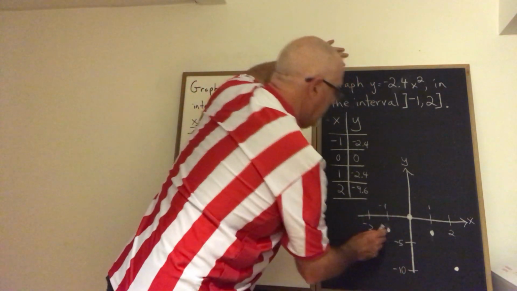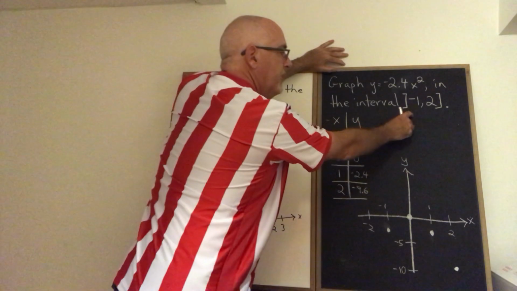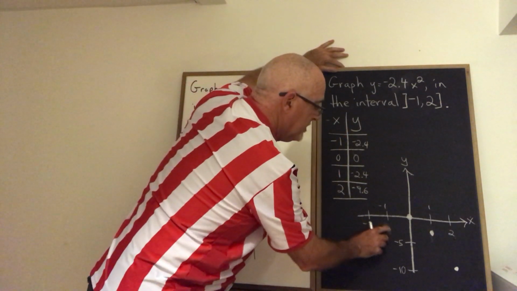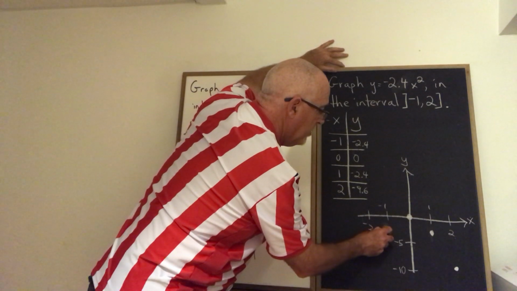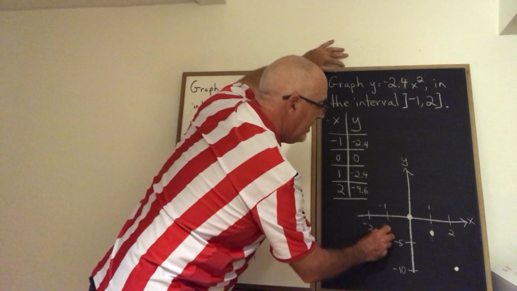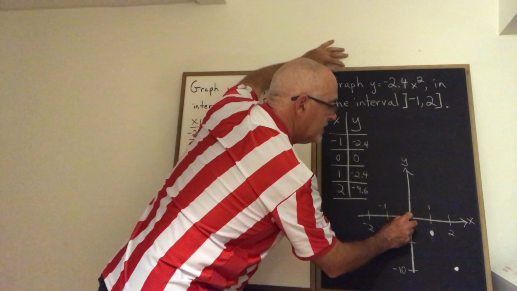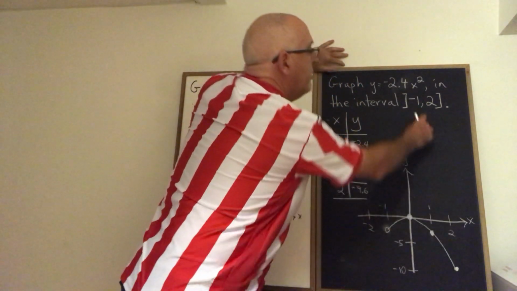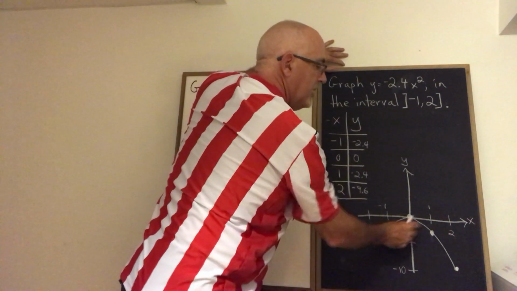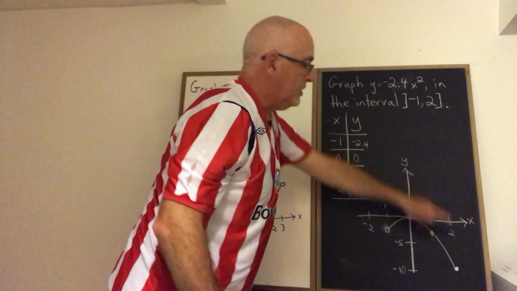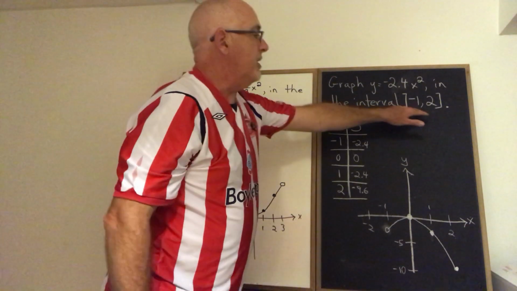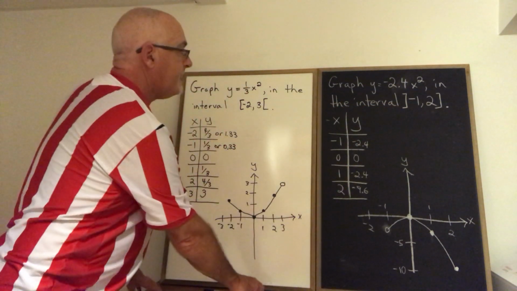Now I can draw my curve, but I'm remembering the interval again. Negative 1 is not included in this interval, so I don't need a solid dot there. I need an open dot. And that connects to my vertex at 0, 0. And this goes down to here, and then I stop because I've reached positive 2 on the x-axis. It's included, so it's a solid circle, but I don't continue my curve past there because of the interval I was asked to graph within.